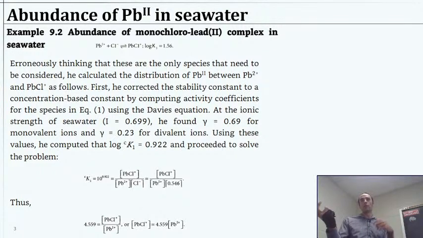And then he proceeded to solve the problem, meaning what he's trying to do is solve for, okay, how much is there in one form versus the other. A lot of times when we're saying let's solve the system, maybe we're trying to identify the pH of that system. A lot of times we're solving to find the relevant species, right, and to calculate each of those. Okay, so then he takes the equilibrium constant, sets it equal to the products over the reactants, and finds the portions that are in each form. So in this case, there's 4.559 times as much PbCl+ as there is Pb2+. Okay, so he solved that solution.